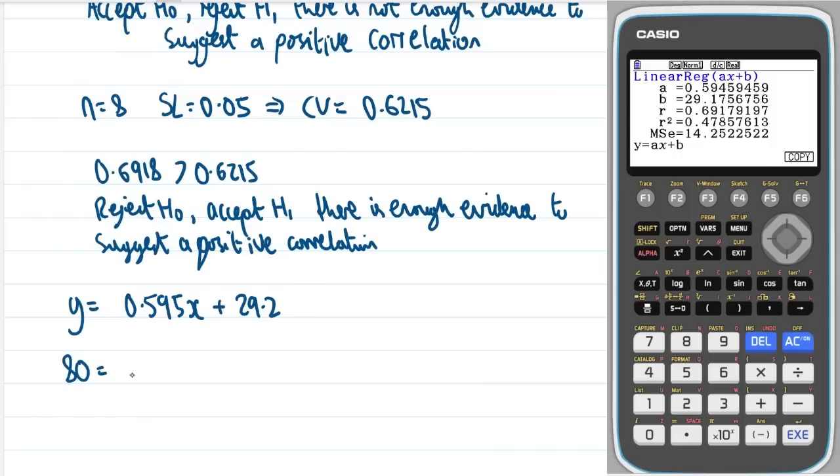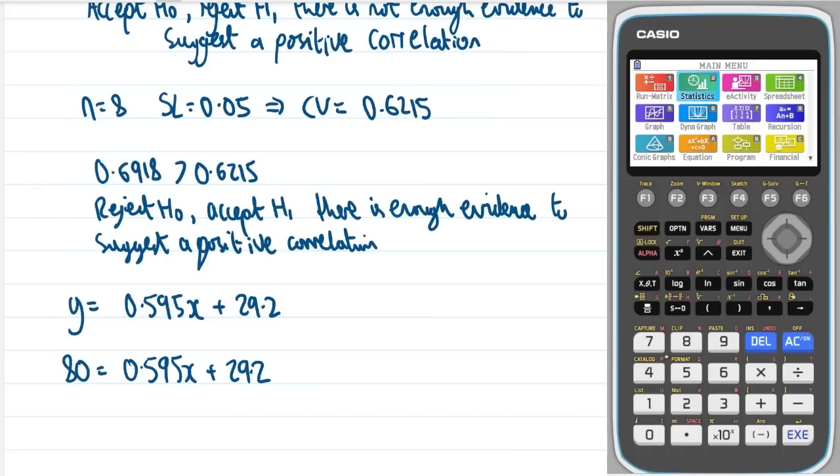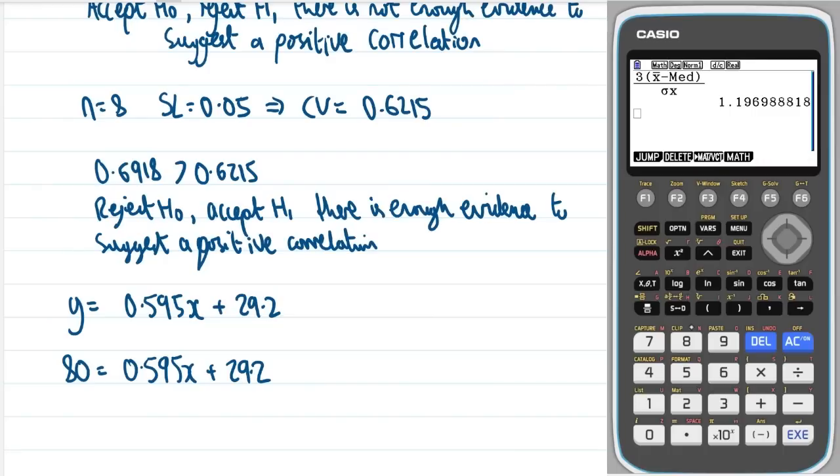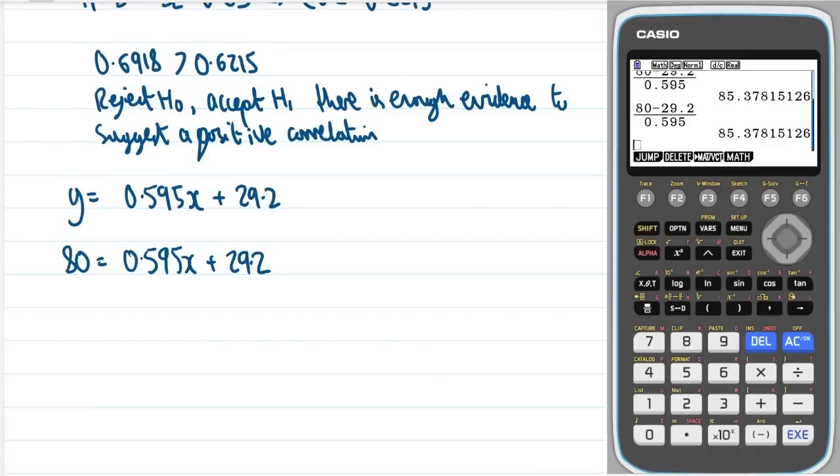So we say 80 is equal to 0.595x plus 29.2. And we can solve for x by doing 80 minus 29.2 over 0.595. So we get x is equal to 85.4.